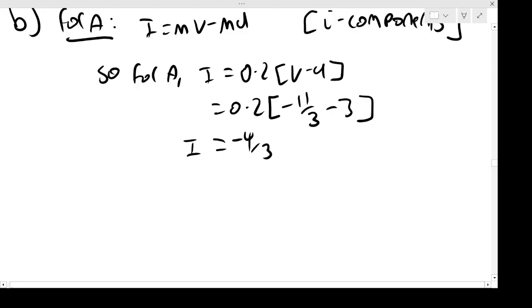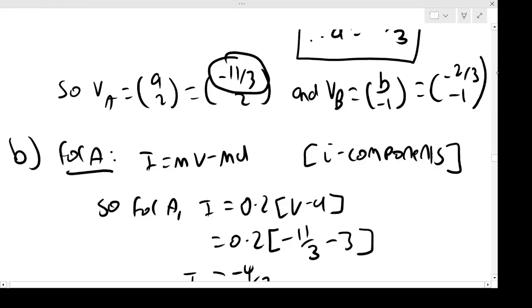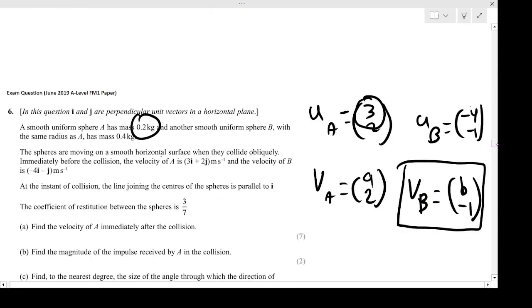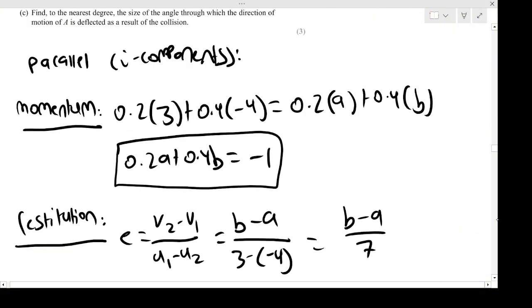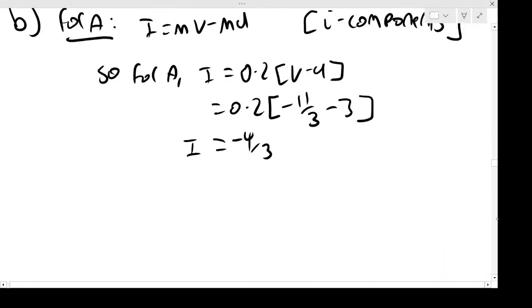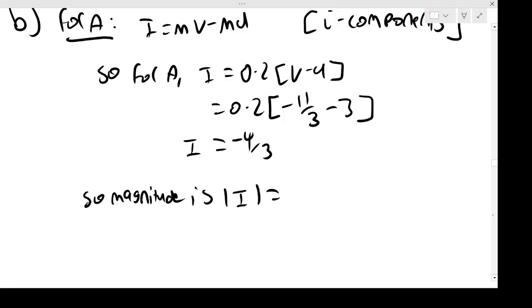Now that's the physical impulse, right? So it's negative, which means it will be acting in sort of a negative direction. But again, it's asking for the magnitude of the impulse, so we need to make it positive, right? So the magnitude is what we call mod I, the magnitude of I, and so that's just going to be the physical positive answer, which is just positive 4/3. And there we are.